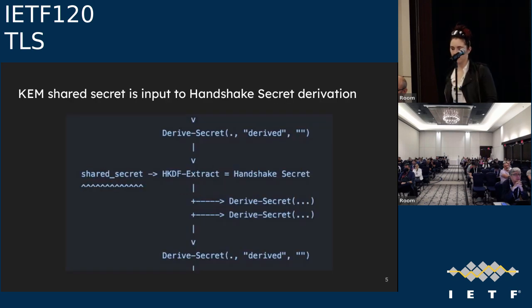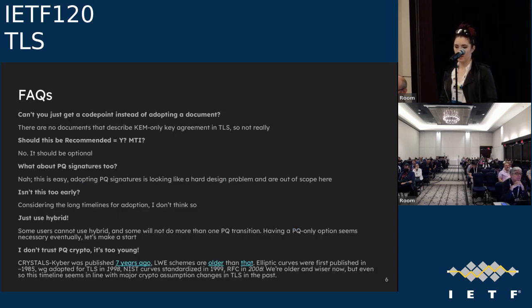Next, please. And then the shared secret that comes out of both sides of ML-KEM, you shove it into your TLS 1.3 key schedule, the same place that you do it for the hybrid design, the same place that you put it for ephemeral Diffie-Hellman, elliptic curve ephemeral Diffie-Hellman. Same, same. Next.